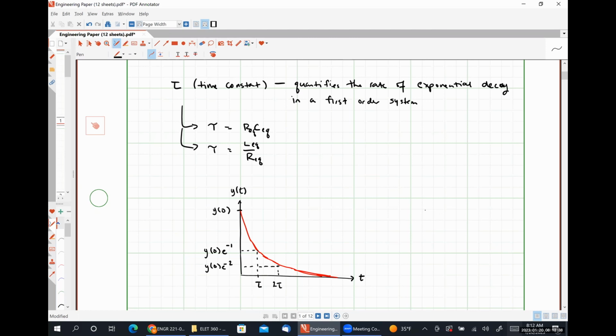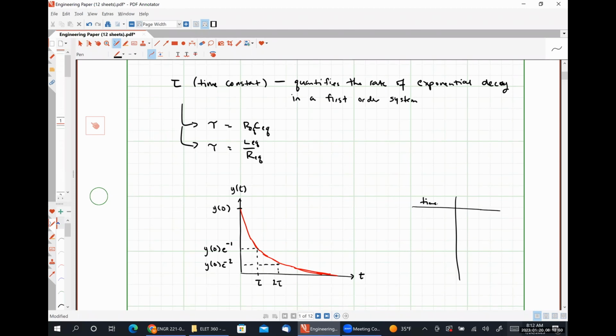So what I'm going to do over here to the right is just make a little table. Okay. On the left-hand side is going to be time measured in time constants, and on the right-hand side is going to be the ratio of y of t divided by y of, let's be specific here and call it 0 plus. So at 0 time constants, our signal is at its maximum value. It's at effectively 100%.